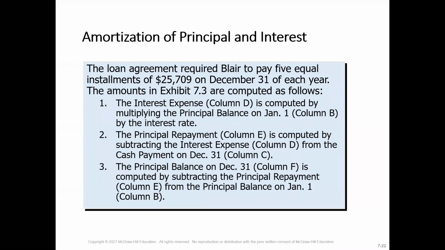So for amortization of principal and interest, the factors we need are the amount of the loan, the interest rate, and either the number of payments or the actual payment amount. It is actually based on the formula for present value of an annuity.